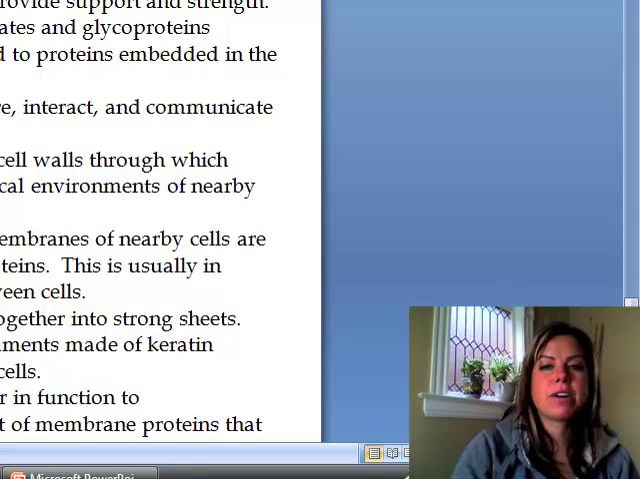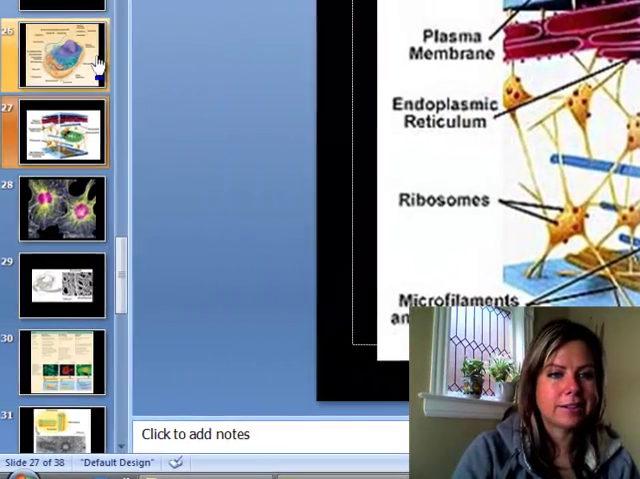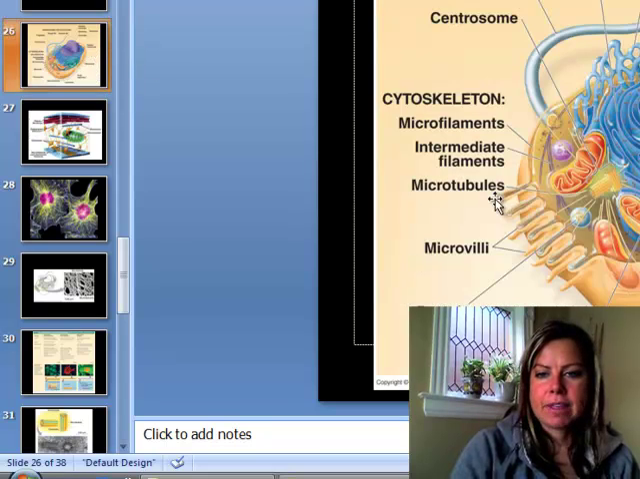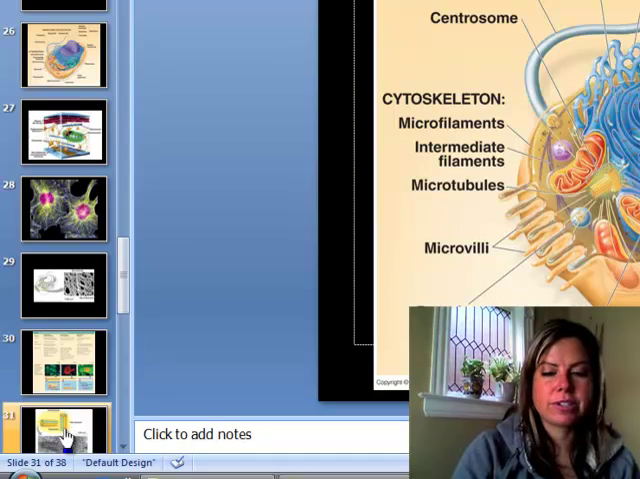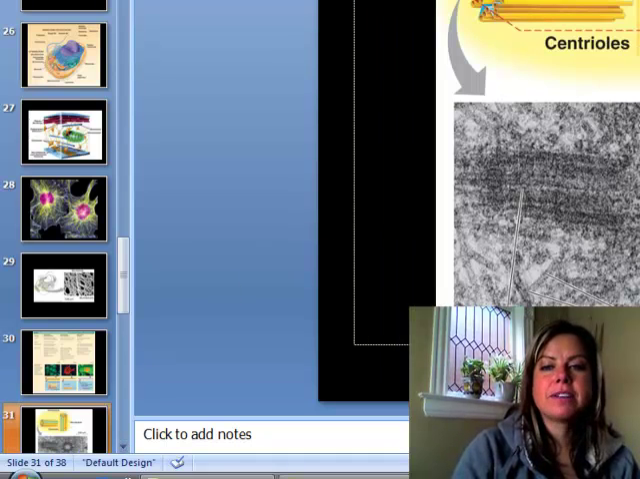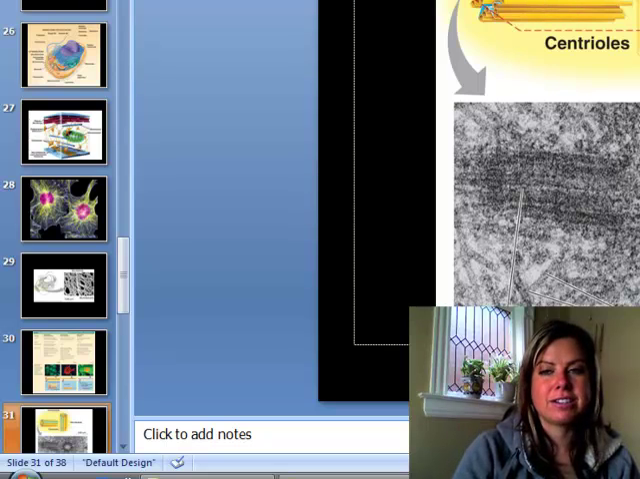Now, there are going to be what are called centrosomes, and centrosomes are, let's see, this right here, those 2 things that you see right there. And I've got a close-up right here. So a centrosome is going to be made up of 2 centrioles. This here is a centriole, and this here is a centriole.